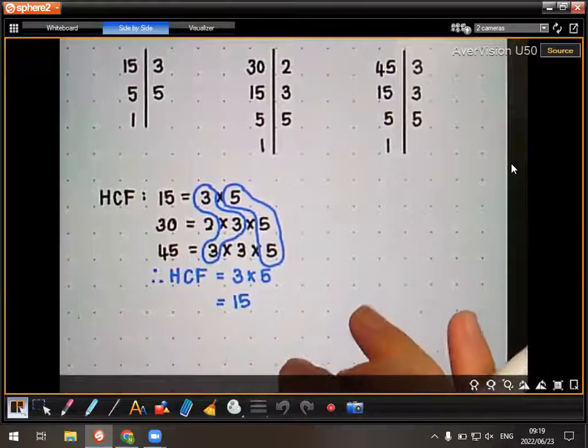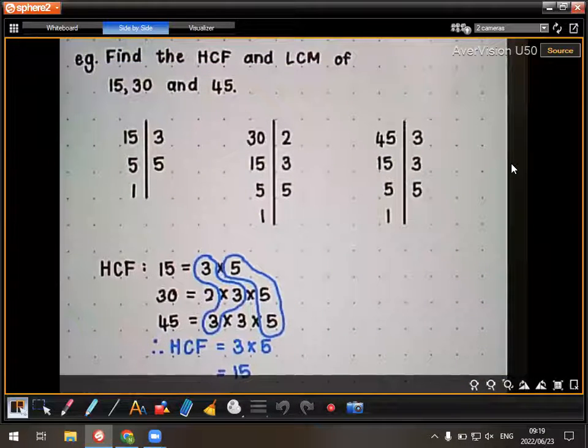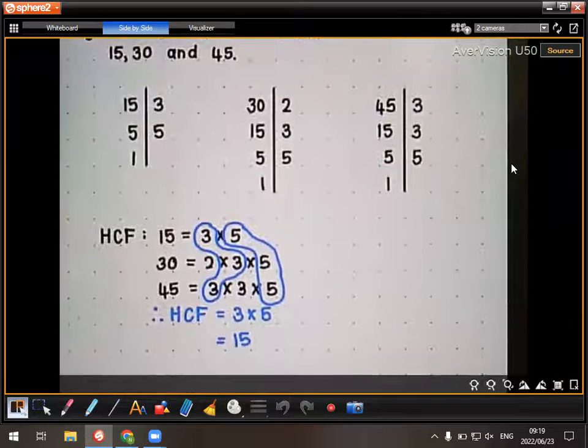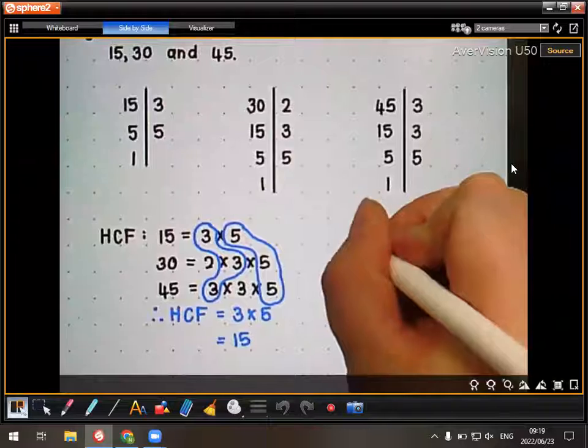But what they normally do is they'll say 1.1, write 15, 30, and 45 as products of their prime factors. So they'll force you to do this kind of thing. Then they'll say 1.2, find the HCF. Then you would have to do this method. Let's quickly do the LCM just next to it.